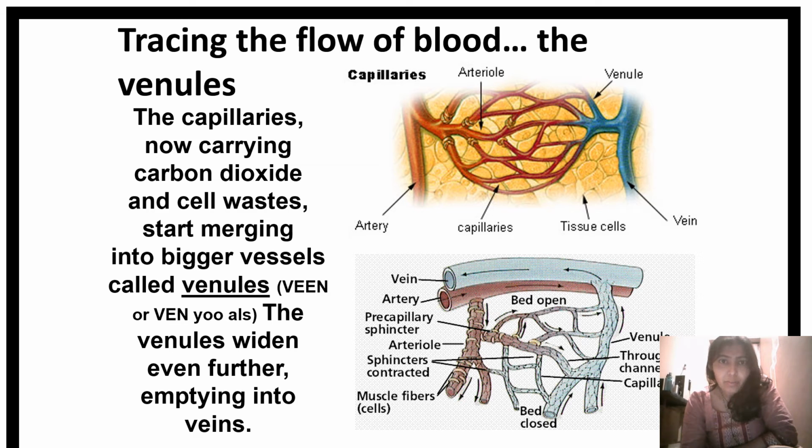Tracing the flow of blood, the venules. What is this? This is a capillary. I have told you earlier that this is an artery and this is a vein. The vein carries the impure blood, the artery carries the pure blood. So this forms the capillary. The capillary, now carrying carbon dioxide and cell waste, starts marching into bigger vessels called venules, and the venules widen even further, emptying into the vein.